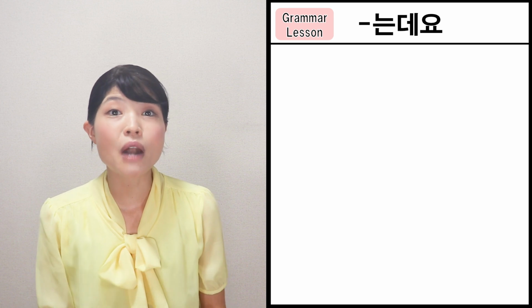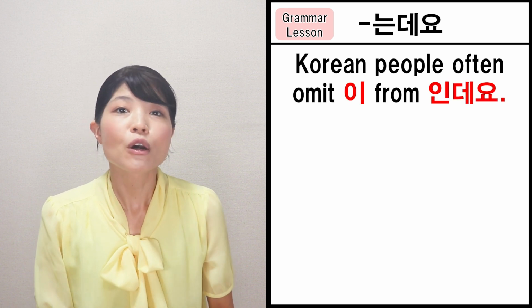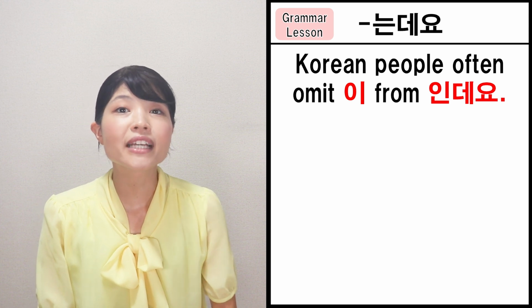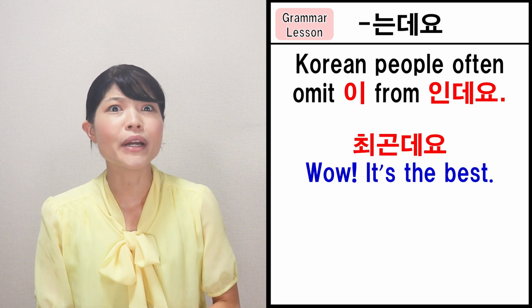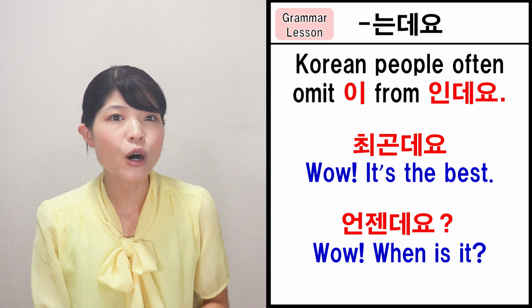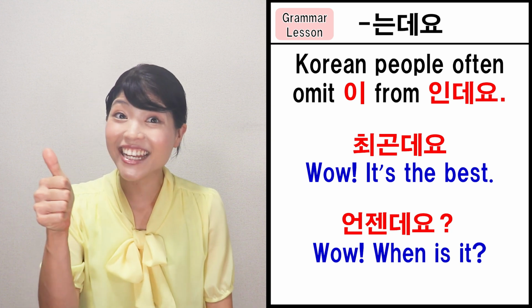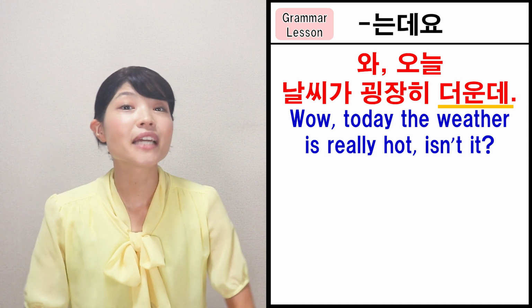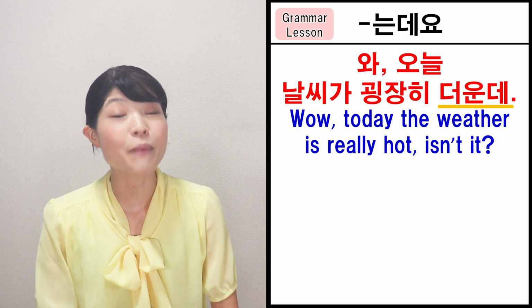However, since this grammar is colloquial, Korean people often omit E from 인데요 to make 최고인데요. Wow, it's the best. 언젠데요? Wow, when is it? Do you get it? Then let's look at some examples from pattern 1. When you get surprised at something unexpected.